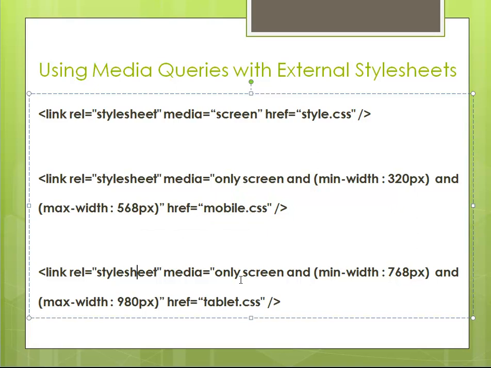And this here is typically for a smartphone, 320 to 568. Here we have 768 to 980, which is typically for tablets. So in this line here, we're saying that if the screen is 768 to 980, then we want to load tablet.css. Alright, so these two can't be loaded together, because we have separate ranges.